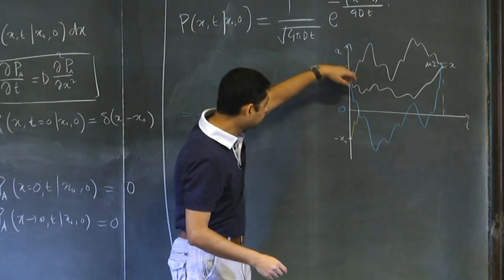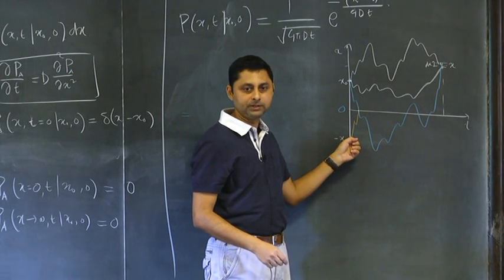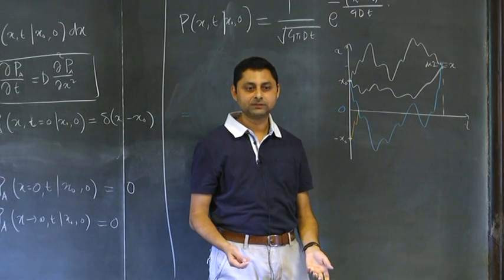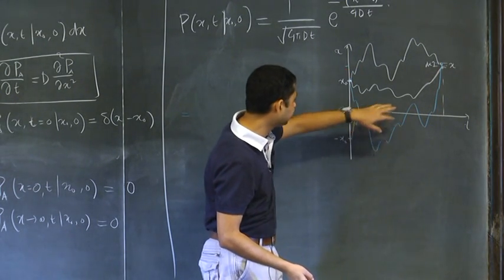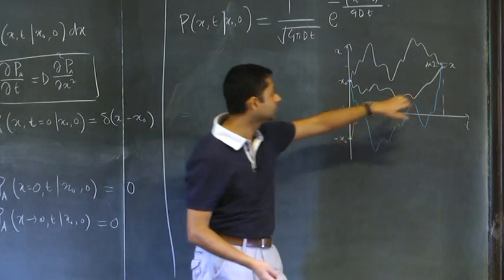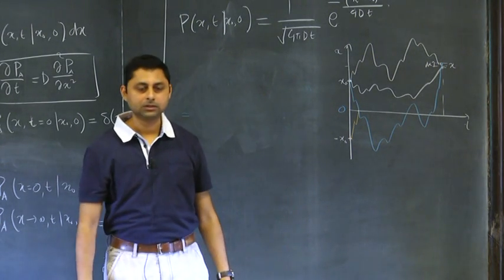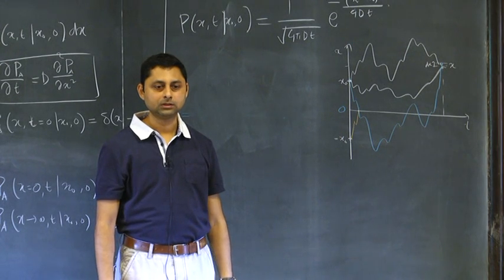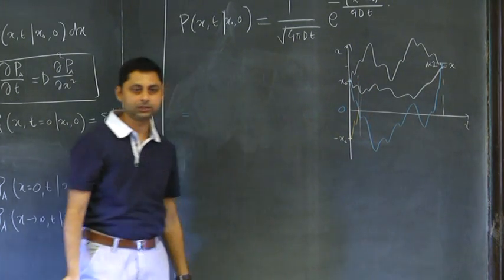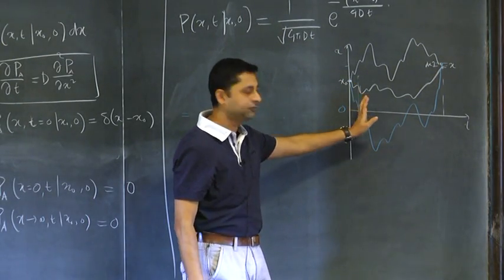So, similarly for all trajectories which cross this origin, there will be conjugate trajectories from minus x naught, right, because all trajectories which go from minus x naught to x must cross the origin at least once, right. So, whatever the blue trajectories, the weight of those trajectories is the same as the trajectories which go from minus x naught to x in time t. I look at the mirror image of the portion of the trajectories up to the first crossing.